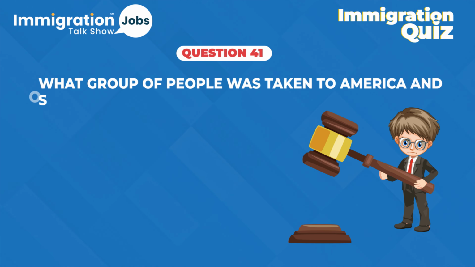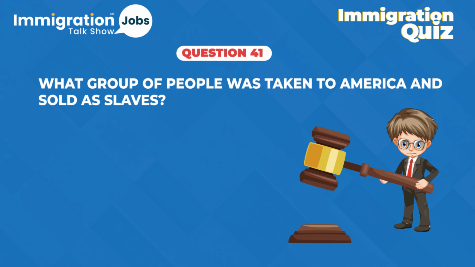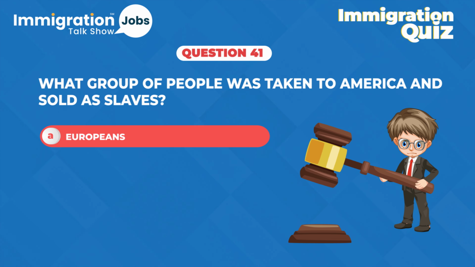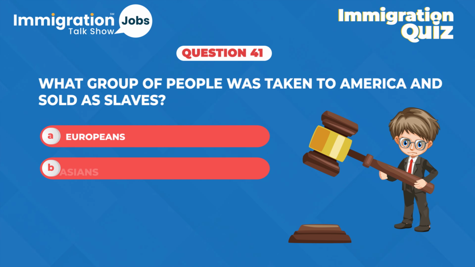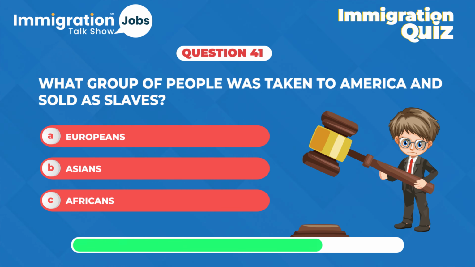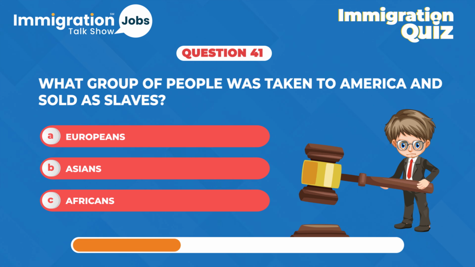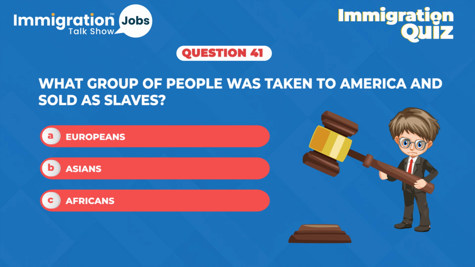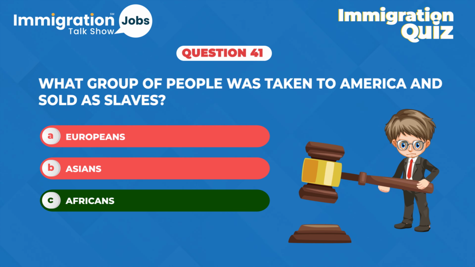What group of people was taken to America and sold as slaves? Option A, Europeans. Option B, Asians. Or option C, Africans. And the correct answer is option C, Africans.